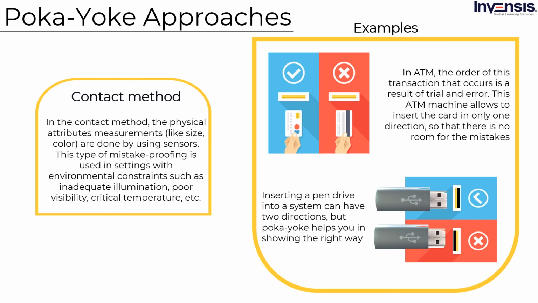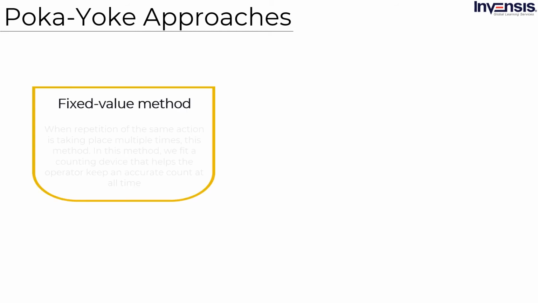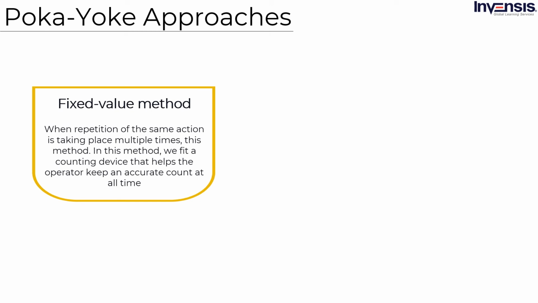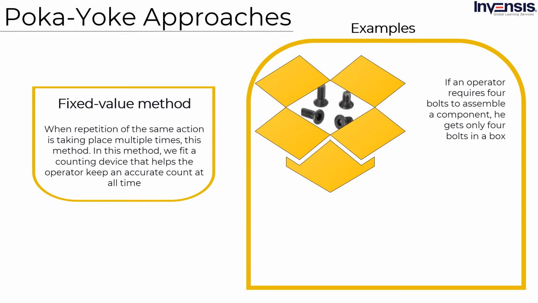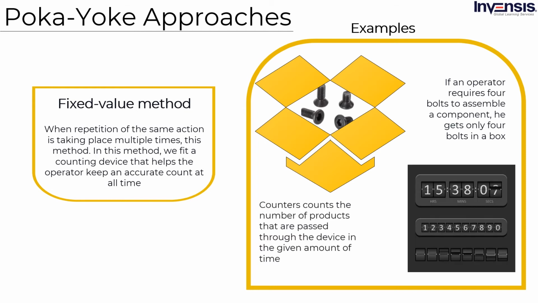The next method is the fixed value method. When repetition of the same action is taking place multiple times, in this method, we fit a counting device that helps the operator keep an accurate count at all times. We fit a device that can control the number of actions, then this method of Poka-Yoke is used. For example, if an operator requires 4 bolts to assemble a component, he gets only 4 bolts in a box. Another example of this type of Poka-Yoke is the counters. This device counts the number of products that are passed through the device in the given amount of time.